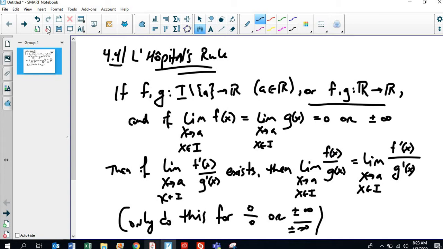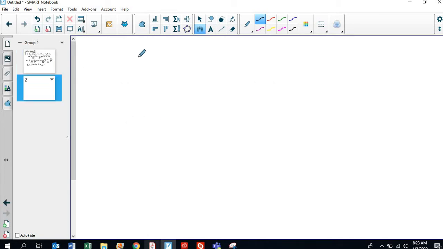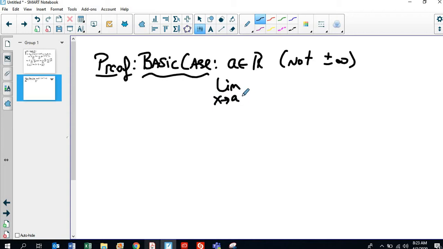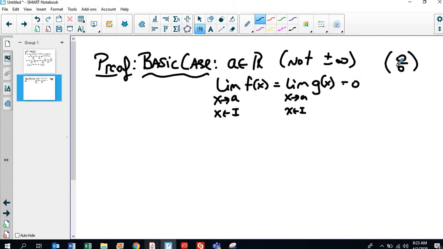For the proof, we're going to do the basic case. The basic case is a is a real number, not plus or minus infinity, and the limit as x approaches a, x in I, of f is equal to the limit as x approaches a, x in I, of g, and that limit is 0. So we're doing the 0 over 0 case.